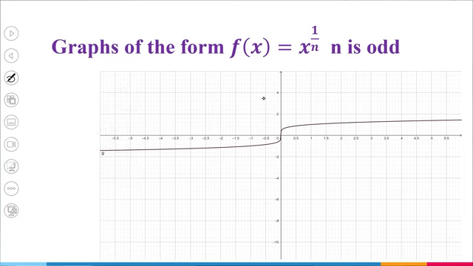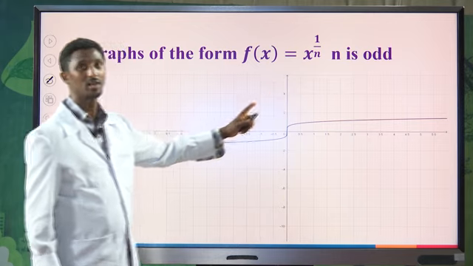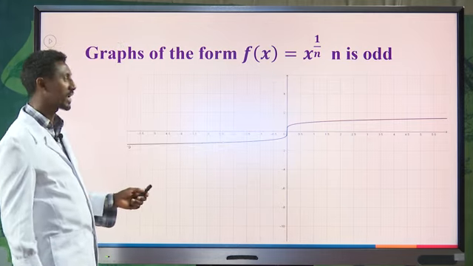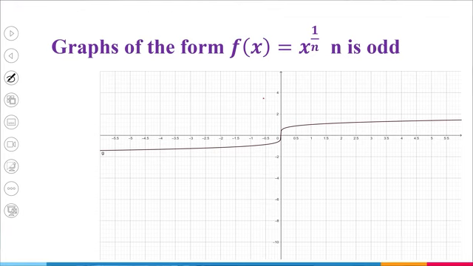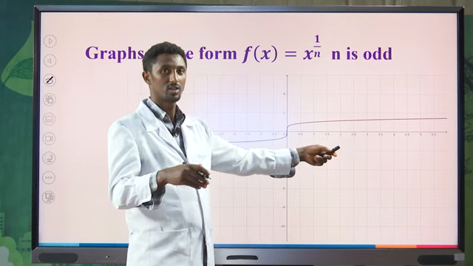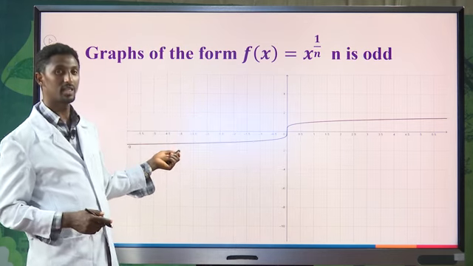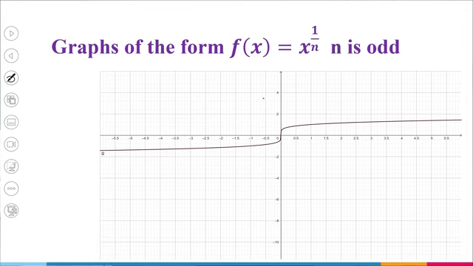Okay, so the graph of a power function of the form x to the power of 1 over n for n odd looks like this. It extends to the right when the value of x is positive, since the nth root of x is positive. And when the value of x is negative, the nth root of a negative number is negative, because n is an odd integer.